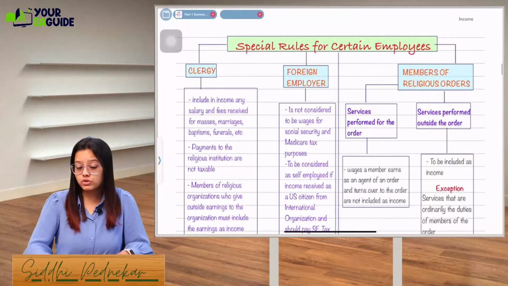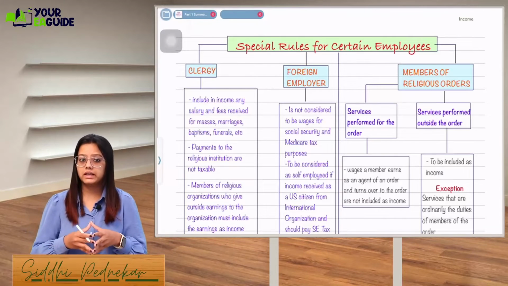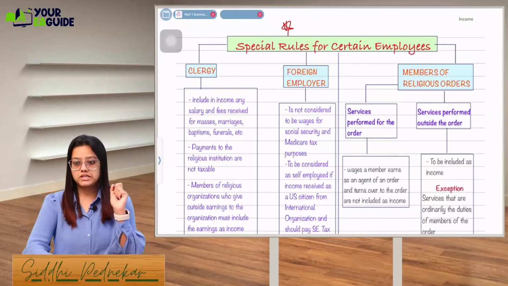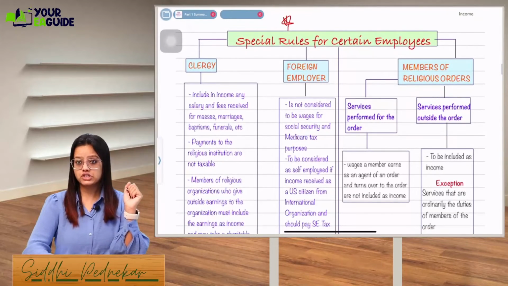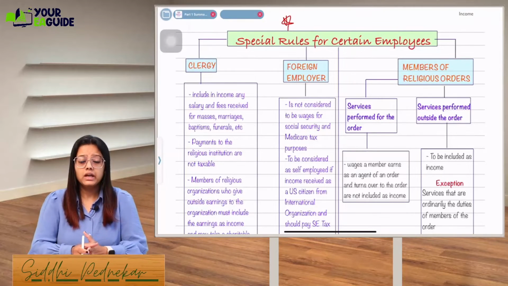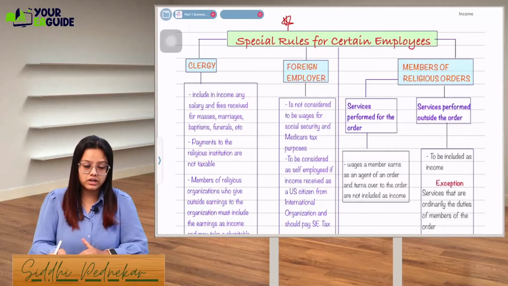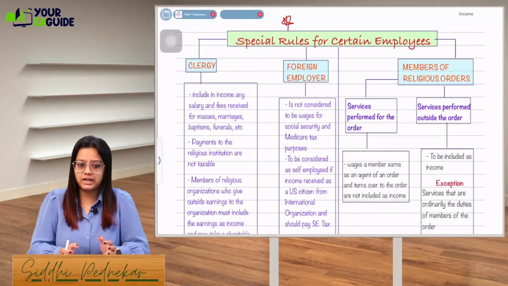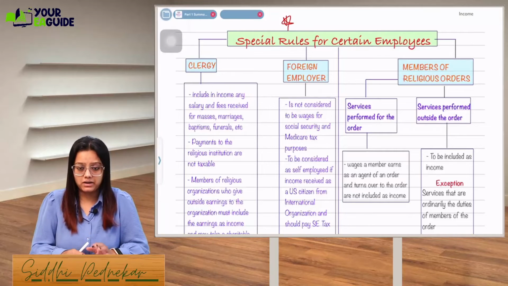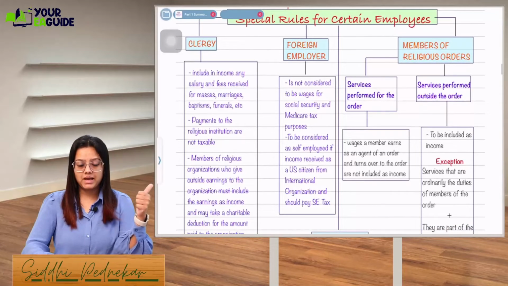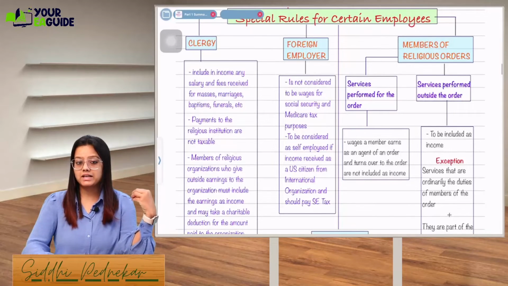Next is special rules for certain employees. Now we are coming to the clergy employees. This is also important. They will ask you at least 1 or 2 questions based on taxability of the wages of a church employee. For clergy employees, if they are working in the church and not getting any income, then it doesn't matter. But if they are working in the church and receive a particular salary or fees for performing particular activities, such as masses, marriages, baptisms, funerals, then it will be liable as wages. It will be added as wage income.